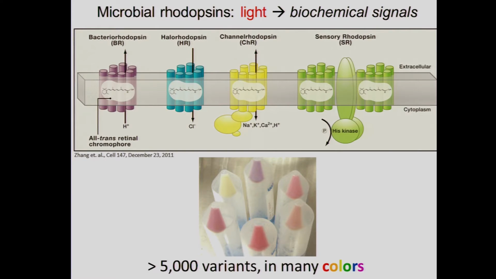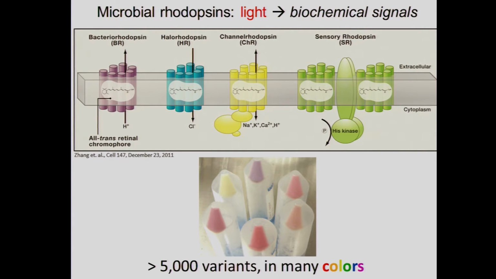There are thousands of varieties of these proteins known in the wild, and they mediate a huge variety of interactions between sunlight and biochemistry. So for instance, there are light-driven proton pumps, there are light-driven chloride pumps, there are light-activated ion channels, and light-activated signaling molecules.